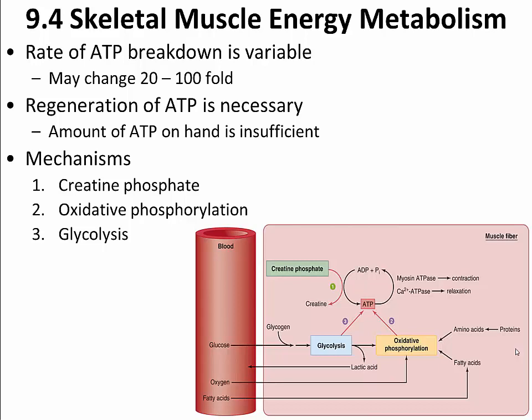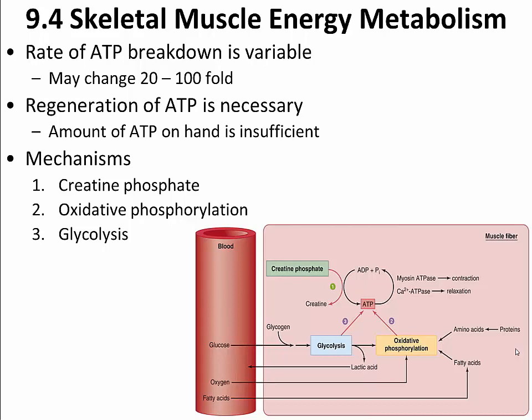In section 9.4, we talk about the energy that's necessary for the muscle contraction, the mechanism of which we've discussed in previous sections. What we see is that there's no other cell type in which the rate of ATP breakdown is as variable as muscle fibers. And so the change is 20 to up to 100-fold from one moment to the next as a muscle goes from a relaxed to a contracting state.